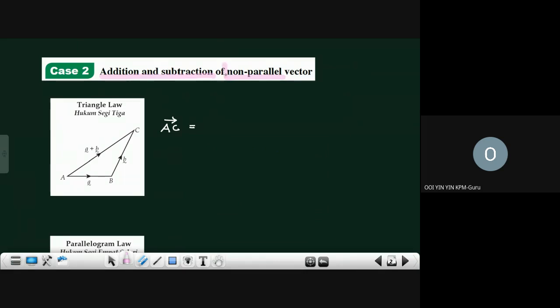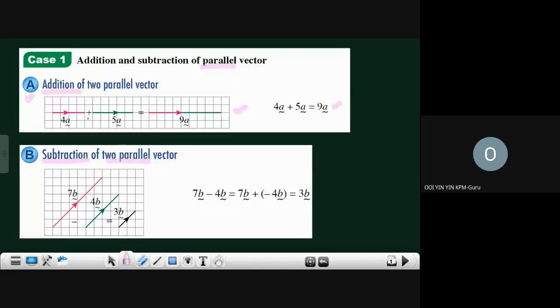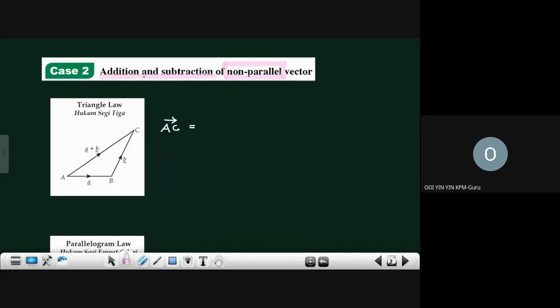Nanti you akan jumpa banyak case non-parallel. Kalau non-parallel, we cannot use like just now. Oh, tambah tolak like biasa je. Because two parallel, right? They are in the same direction. So when two or more vector they are non-parallel, that means the direction will not same already, you know?